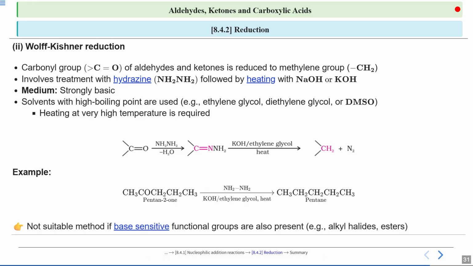Now, it is not suitable if base-sensitive functional groups are present. Why? Because strongly basic and high temperature conditions can hydrolyze, decompose, or rearrange groups like alkyl halides or esters, which could lead to unwanted side reactions. We have to avoid these side reactions. So it is not suitable if base-sensitive functional groups are present.